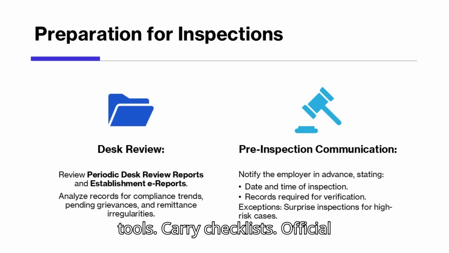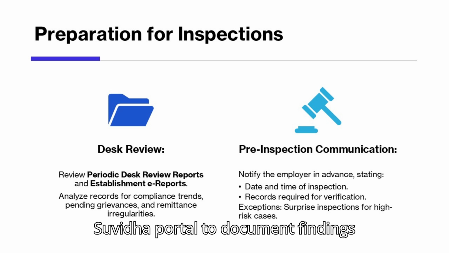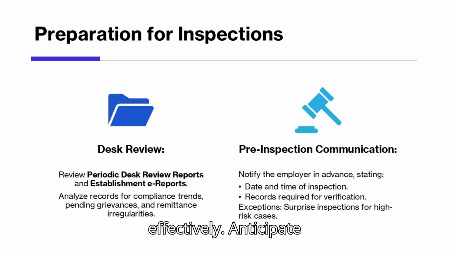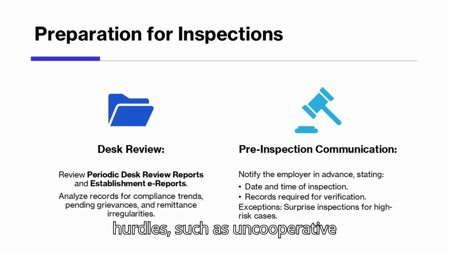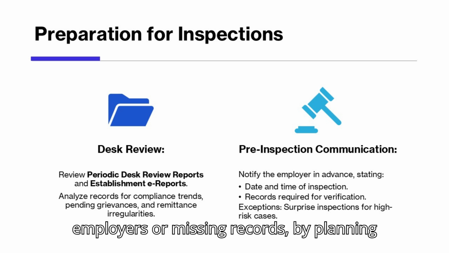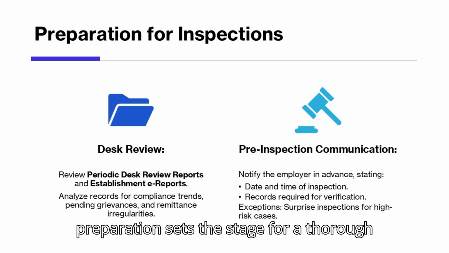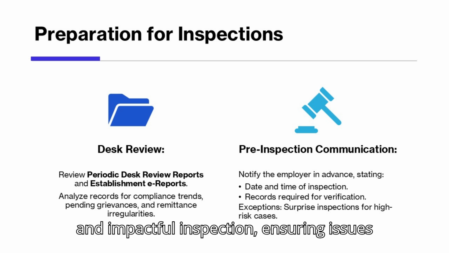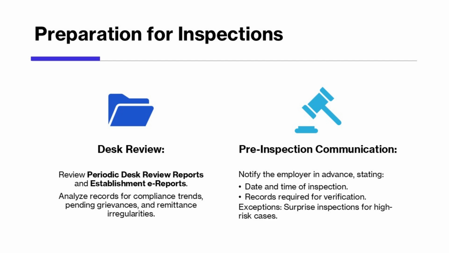Prepare necessary tools, carry checklists, official identification, and access to the Sharam Suvidha portal to document findings effectively. Anticipate challenges. Be ready to address potential hurdles, such as uncooperative employers or missing records, by planning contingency actions. Effective preparation sets the stage for a thorough and impactful inspection, ensuring issues are identified and resolved efficiently.